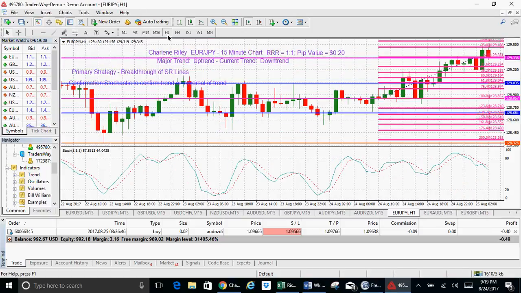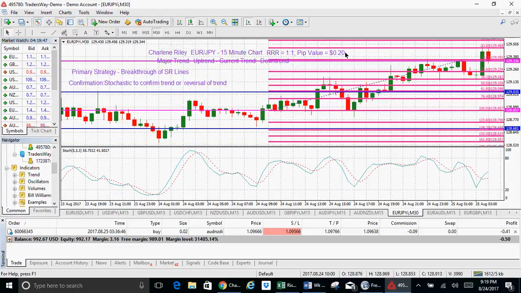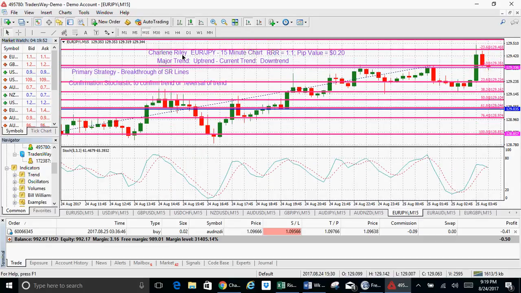And looking at the 1 hour chart, we see that the market is moving downward, and the same with the 30-minute chart. And currently, the stochastic is at 61, and the intersection between the signal and the main indicates a trend reversal.